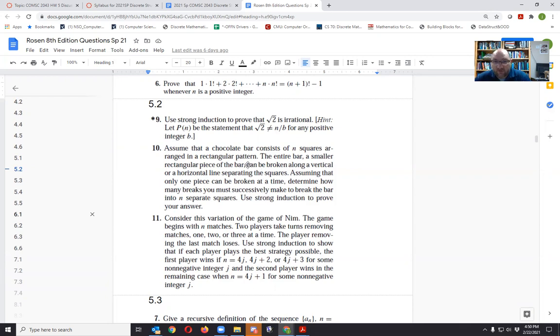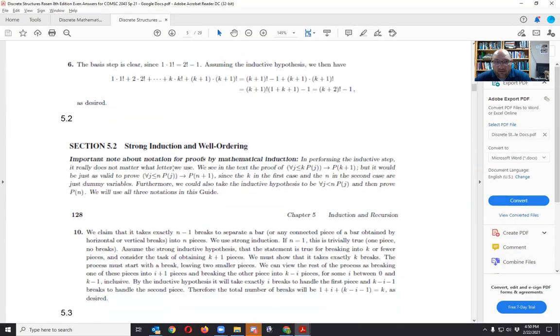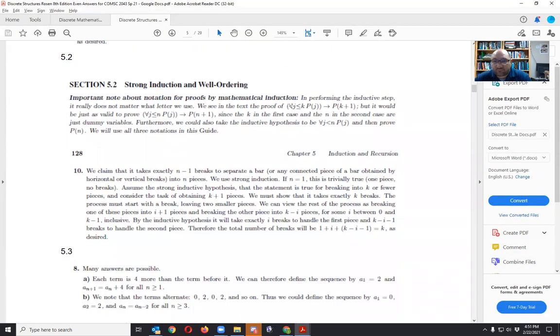Okay, so let's go back, 5.2, number 10. All right. In performing the inductive steps, it really does not matter what letter we use. We see the use of P of J and K, but it would just be as valid to use the others like J and N, since K is the first case and N is the second case, they are just dummy variables.